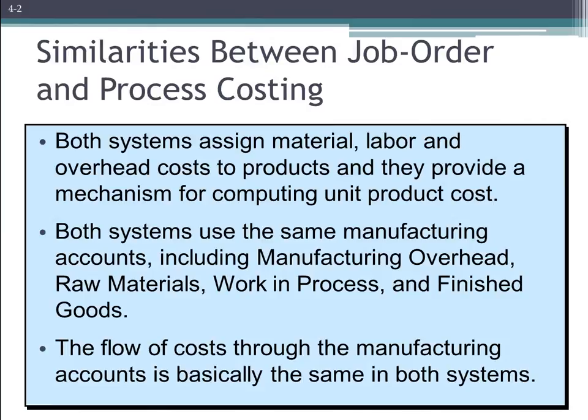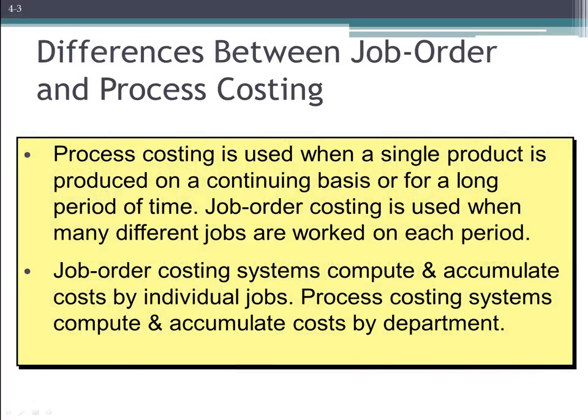A couple of the similarities between those two processes is both systems assign material, labor, and overhead costs to products. And they provide a mechanism for computing the unit product costs. And both systems use the same manufacturing accounts, and that includes the overhead accounts and all the inventory accounts, the raw materials, work in process, and finished goods, and the flow of the cost through those general ledger accounts is virtually the same, with one exception, and we'll get to that in just a bit.